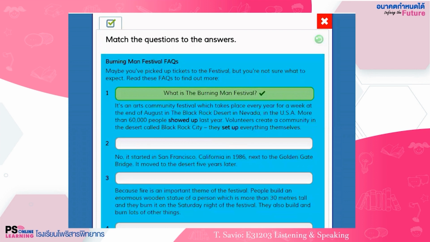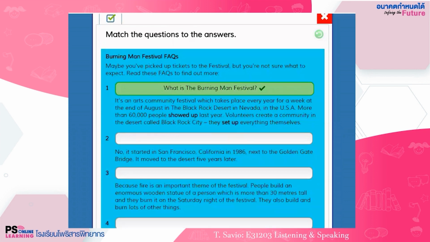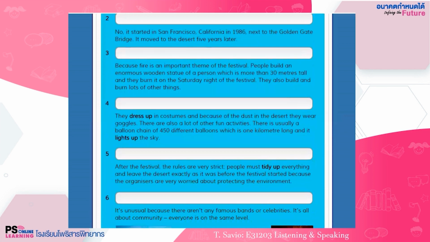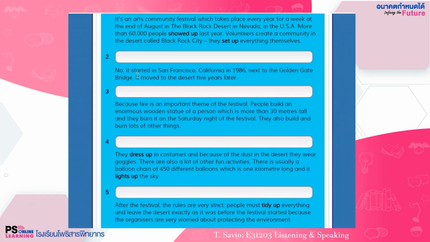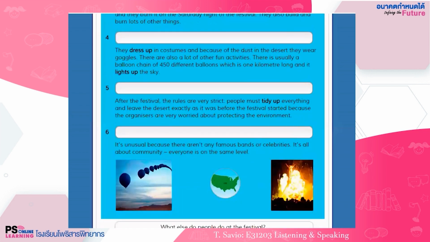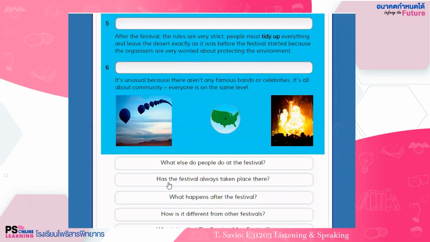For number 2, we have to choose the question. And the answer is, no, it started in San Francisco, California in 1986, next to the Golden Gate Bridge. It moved to the desert 5 years later. So number 2 will be, I think this one. Has the festival always taken place there?